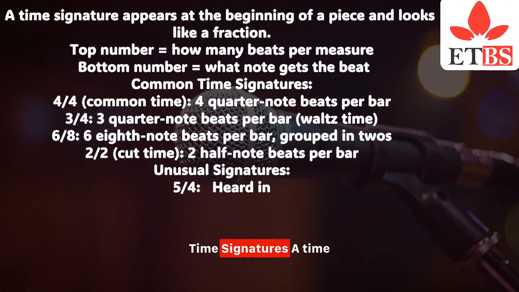Fifth, time signatures. A time signature appears at the beginning of a piece and looks like a fraction. Top number: how many beats per measure. Bottom number: what note gets the beat. Common time signatures: 4/4, common time, 4 quarter note beats per bar. 3/4, 3 quarter note beats per bar, waltz time. 6/8, 6 eighth note beats per bar, grouped in twos.